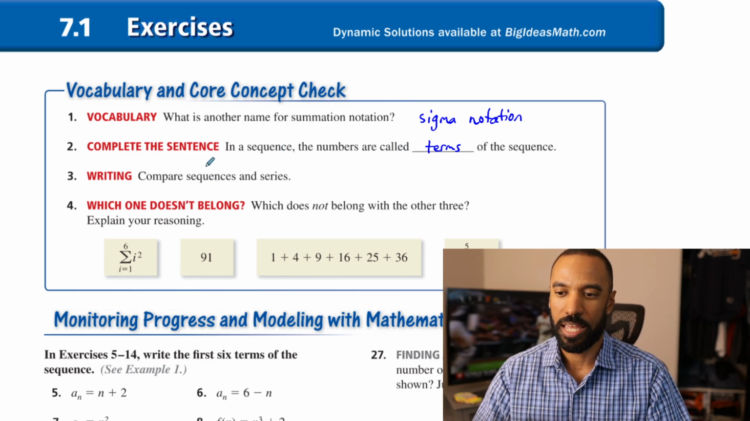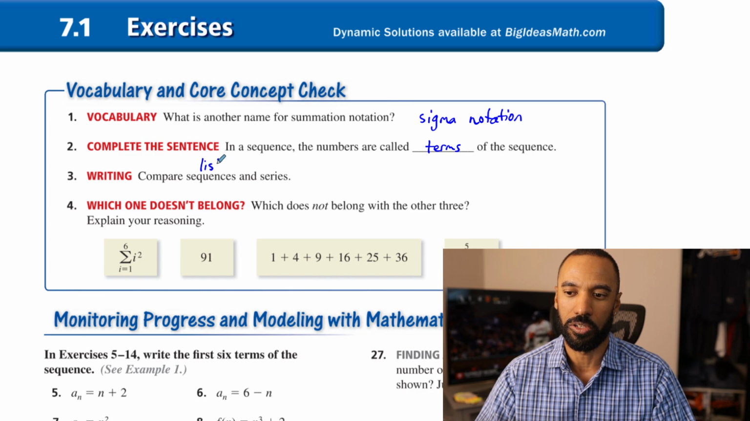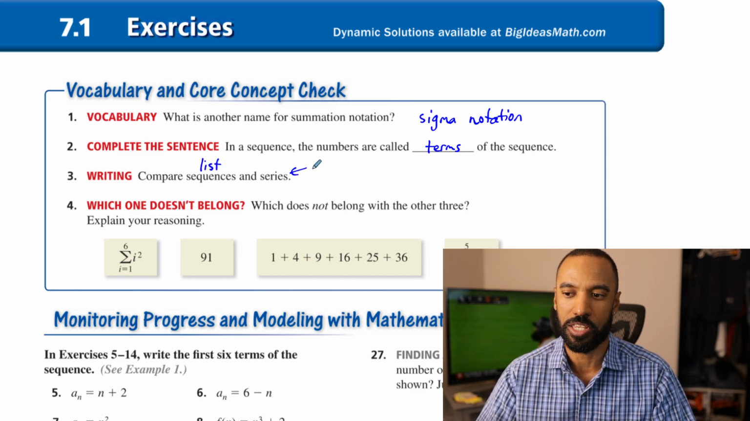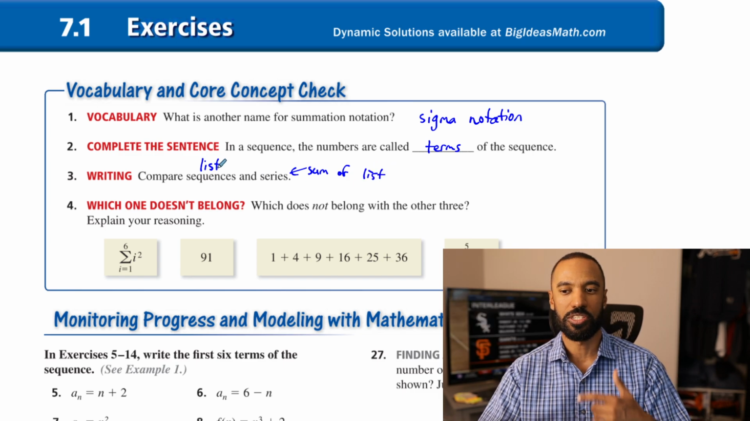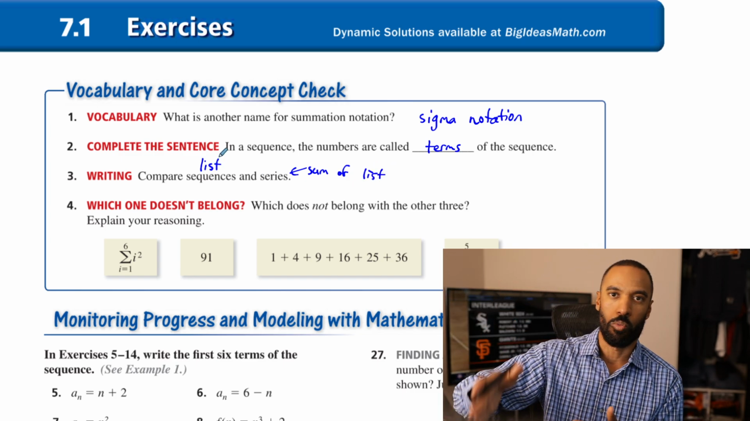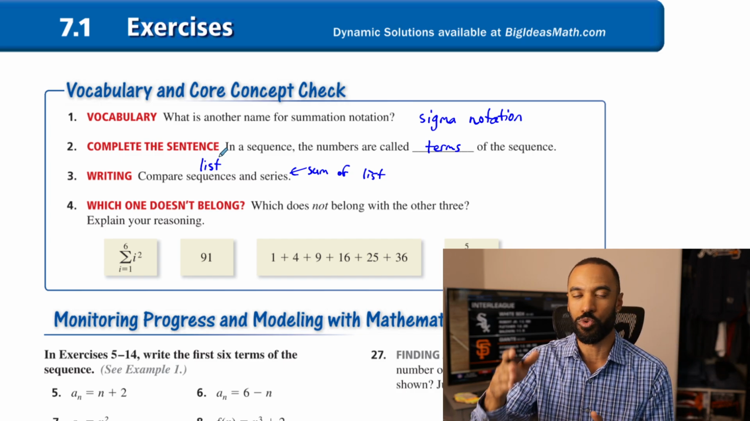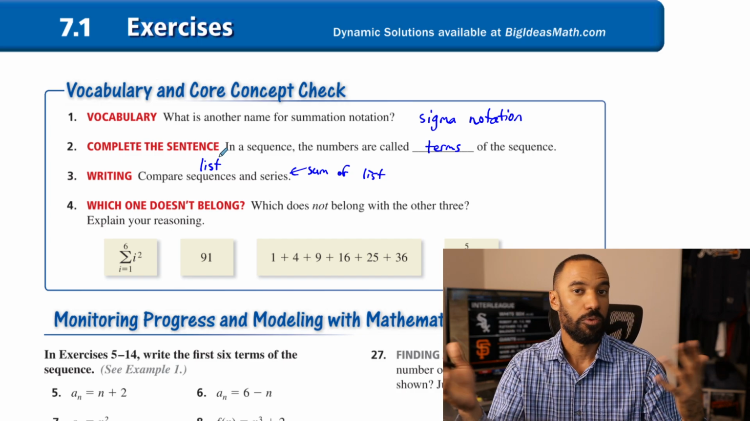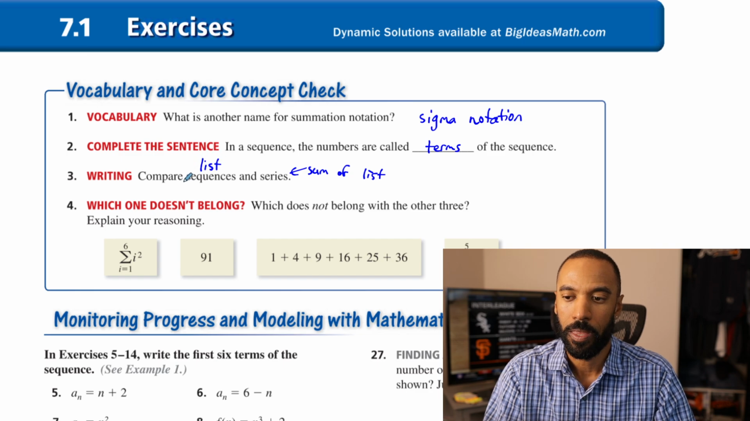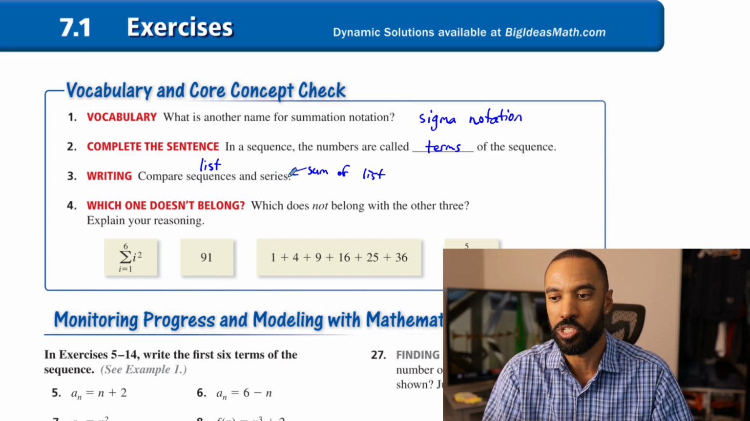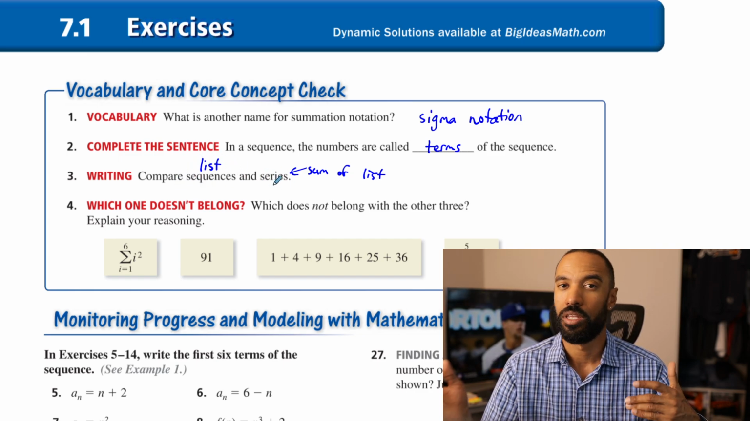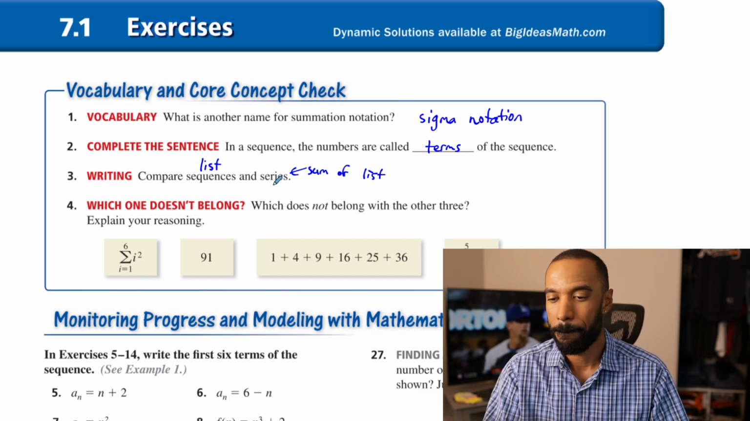Compare sequences and series. Sequences are a list of numbers. Series is the sum of that list. So the sequence is separated by commas. It's like 1, 4, 7, whatever. And the series would be 1 plus 4 plus 7, which you can evaluate and do things like that. We started sequences back in IM1. Series is the brand new one for you, which there will be more formulas to be had.